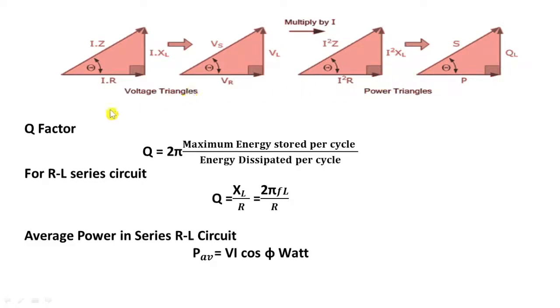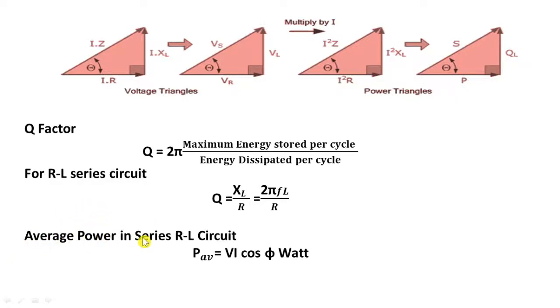One more important factor is the Q factor. What is the Q factor? Q factor is equal to 2 pi multiplied by the maximum energy stored per cycle divided by the energy dissipated per cycle. For the RL series circuit, it is XL divided by R, or equal to 2 pi FL divided by R. This formula is also important: Q is equal to XL divided by R.